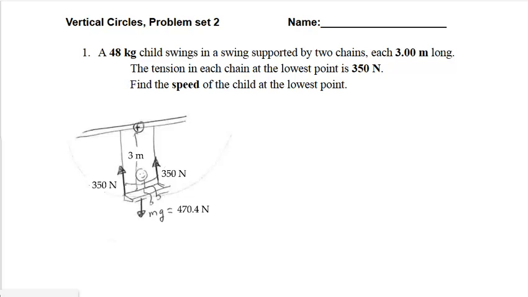All right, this is more vertical circles practice. So you have a 48 kilogram child. The tricky part here is that there's two chains. So you have two inward forces of 350 newtons. The radius of the circle is 3 meters.